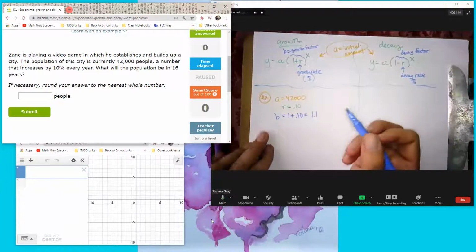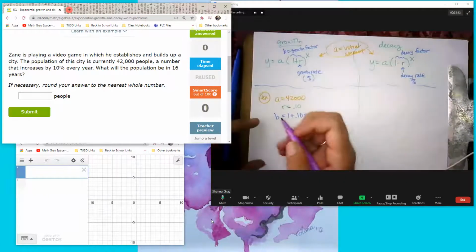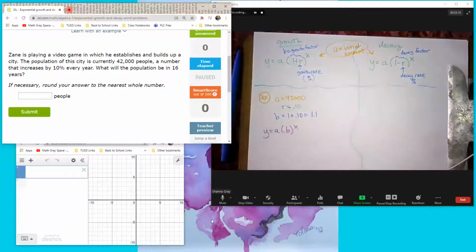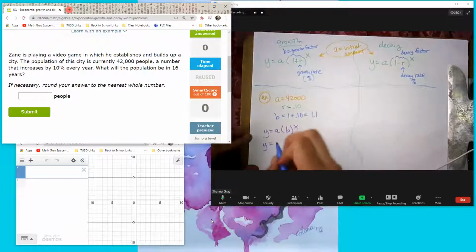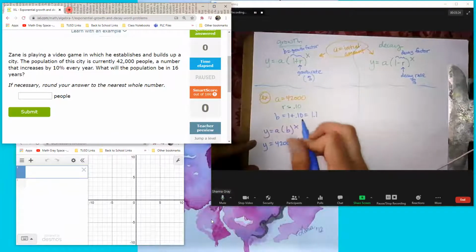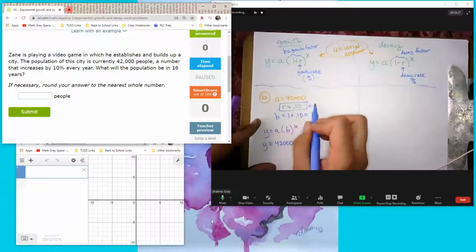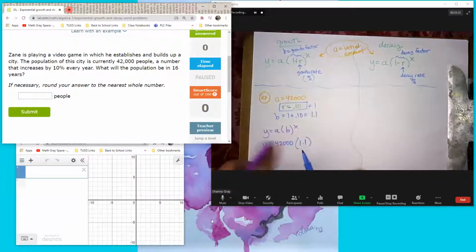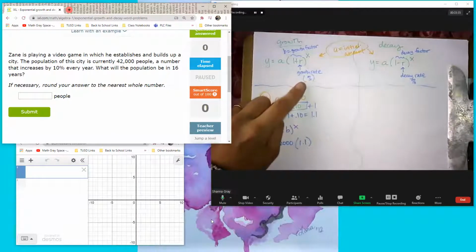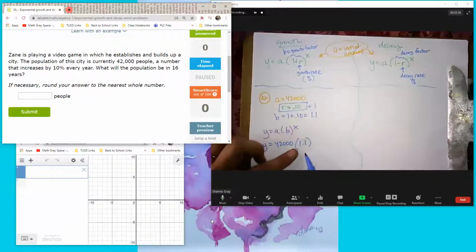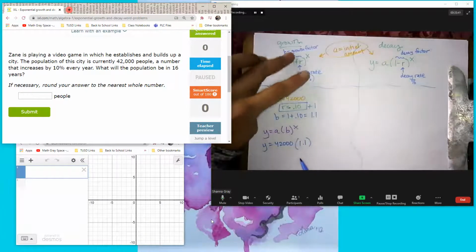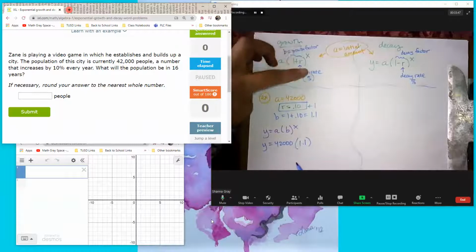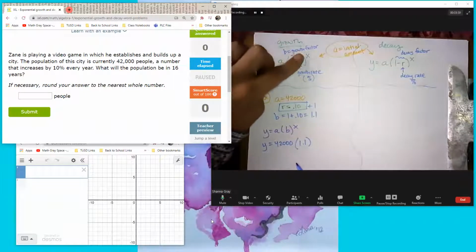So B is 1.1. When I'm plugging into my equation, I'm saying y equals a times b to the x power. A is going to be 42,000, and B is what I got when I added the rate to 1, so 1.1. This is the growth factor. Growing by 10% could also be described as multiplying by 1.1. One is described as a percentage, the other as a multiplication problem, but both are the same idea. You just have to add 1 to go to the growth factor.